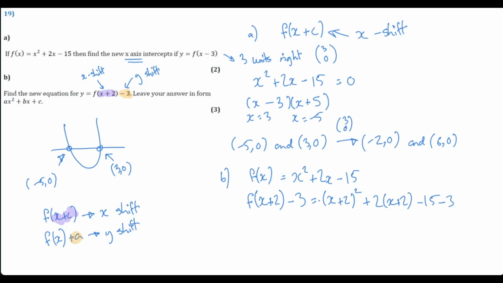Then I want to just expand this, so that's going to be x squared plus 4x plus 4, plus 2x plus 4, minus 18. And this will become x squared plus 6x, then 4 plus 4 is 8, minus 18, so that would be minus 10.